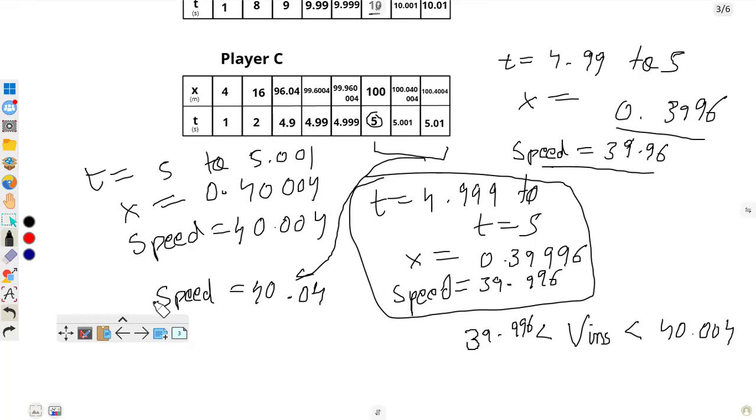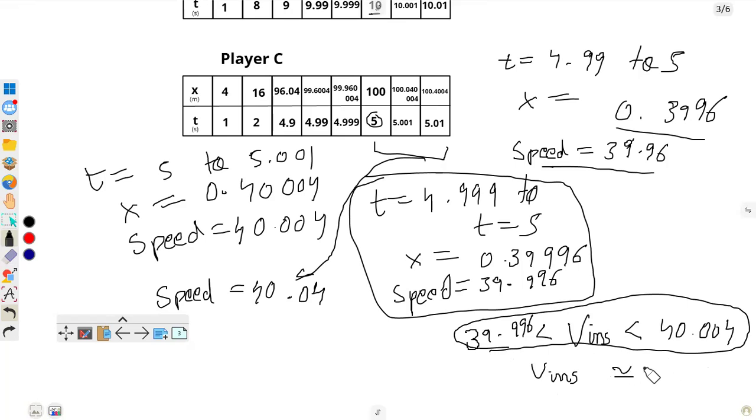What have we done so far? It's very calculative, but I hope you get my point. Yes. So our instantaneous speed will lie between this interval, but we don't have enough data, so it is safe to say that V instantaneous is nearly equal to, say we take the average. So the average will turn out to be 40 meters per second. So who won the race? Player C won the race.